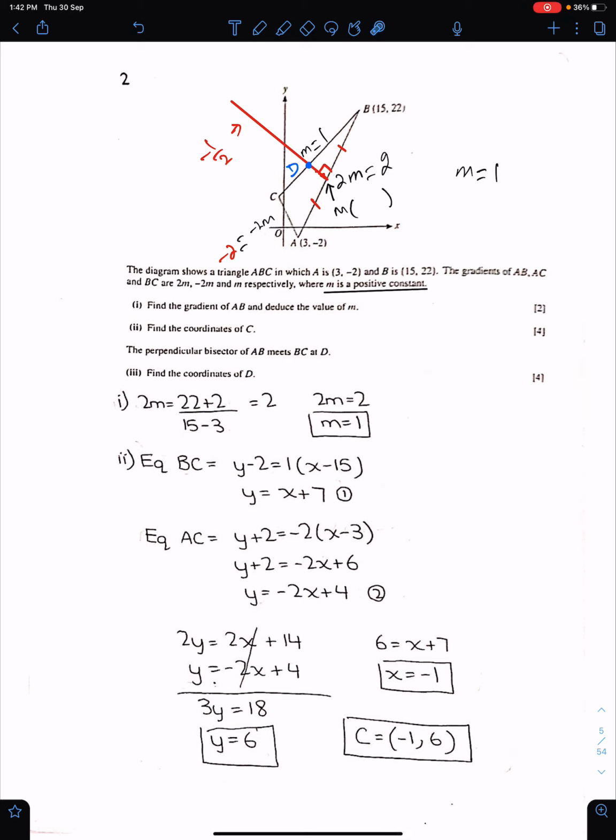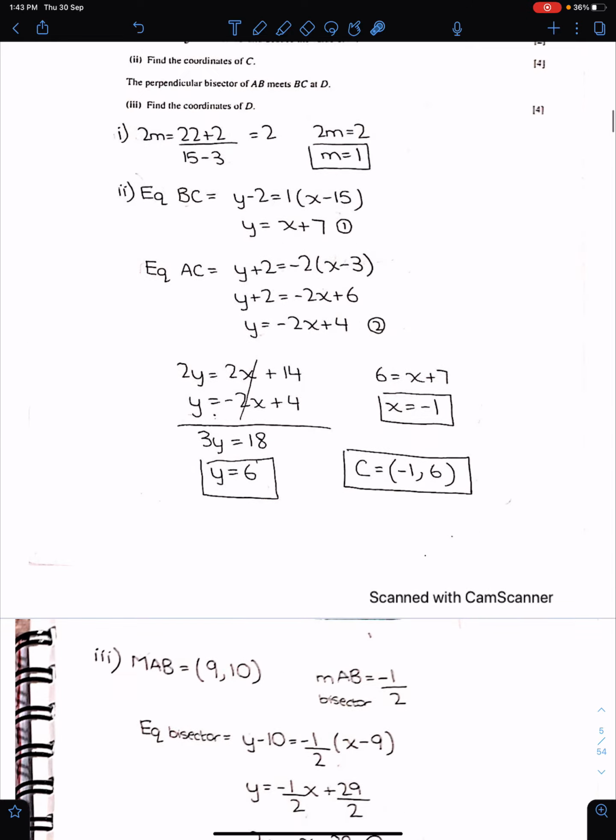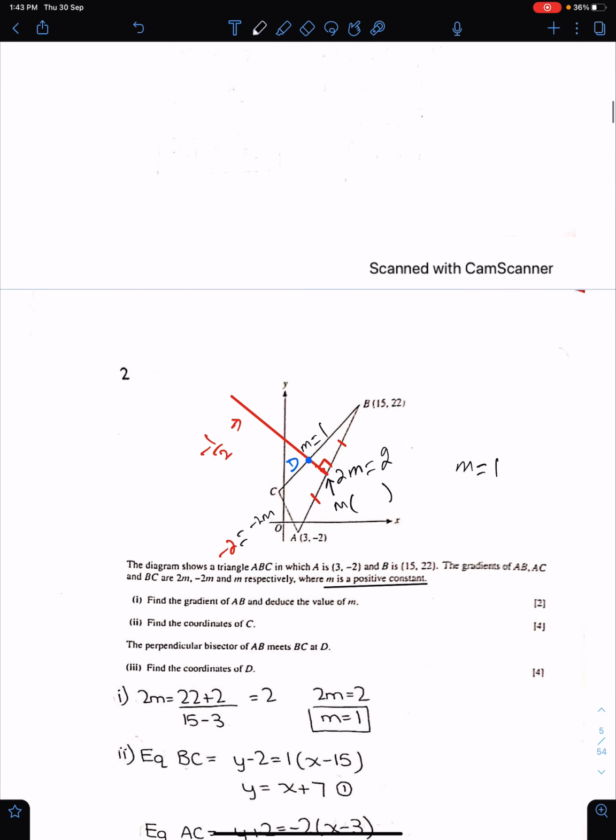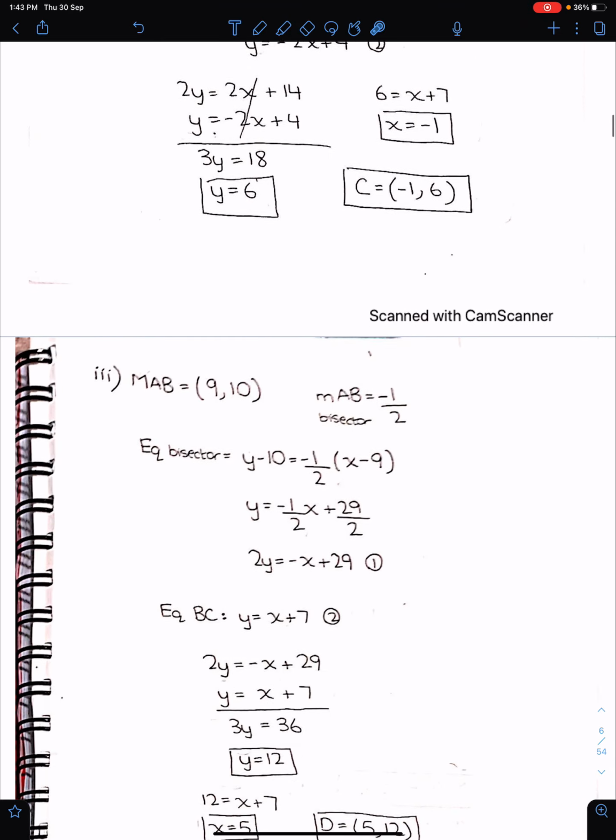So if I ask you to find the equation of this bisector, you should find the coordinates of the midpoint of AB first, and then you need to get the gradient of this bisector with the help of the gradient of line AB. So the coordinates of the midpoint are 9 and 10. And its gradient must be minus half, because the gradient of AB is 2, therefore the gradient of the bisector must be minus half. Now we can easily find the equation of this bisector with the help of this midpoint and this gradient. Here is the equation of this bisector.